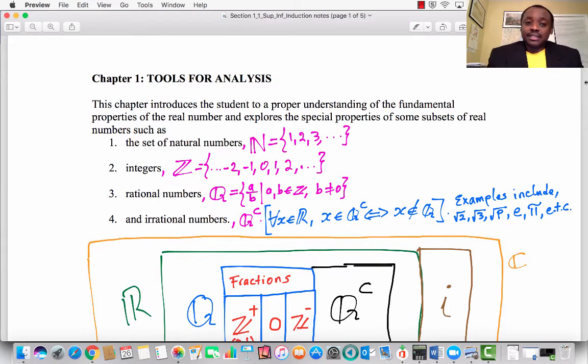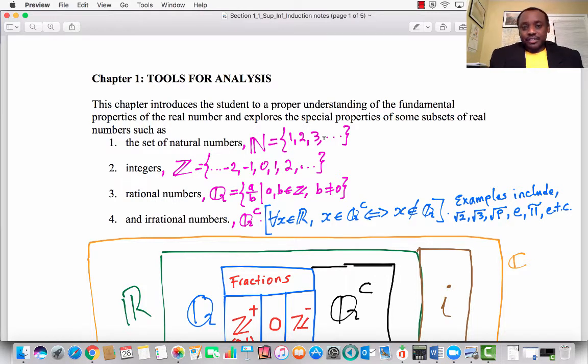Fitzpatrick, 2nd edition. Now, in this chapter, we will introduce you to a proper understanding of some fundamental properties of the set of real numbers and also explore some special properties of some of the subsets of the set of real numbers. Some of those subsets that we would be interested in would be the set of natural numbers, 1, 2, 3, and so on and so forth. 0 is not a natural number.